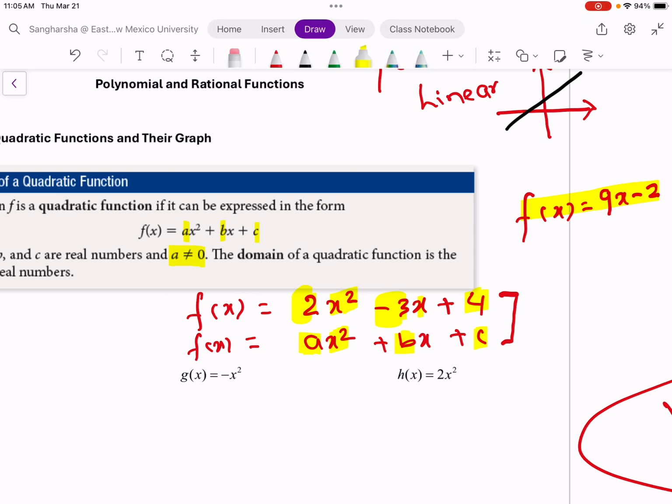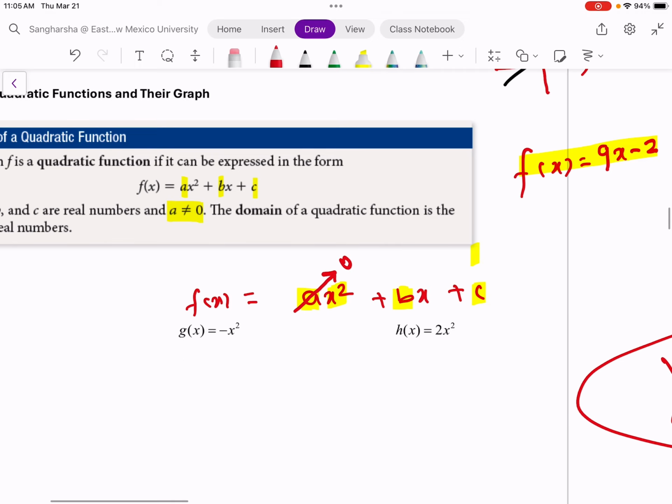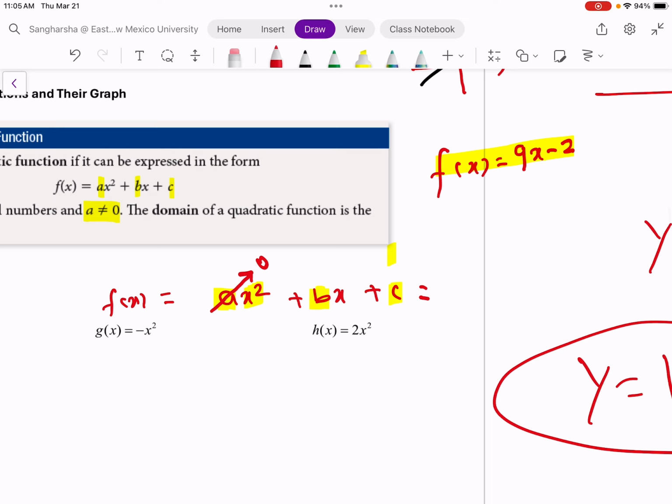Now, in this quadratic function, if our a is equal to 0, do we still have a quadratic function? So, if a is 0, we can write this as 0 times x squared, which is 0, plus bx plus c. And 0 plus bx is bx plus c. Now, is this still a quadratic function? No, right? The degree is 1. This x has exponent 1. And this is our linear function. If the coefficient of your square term is 0, the function becomes linear.